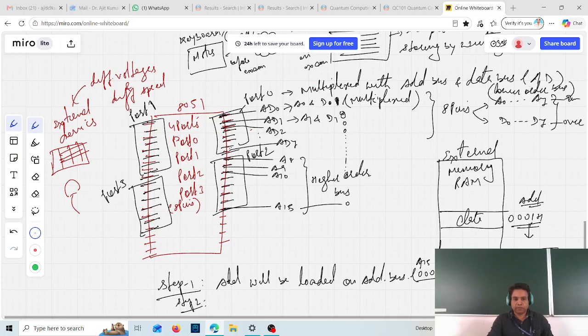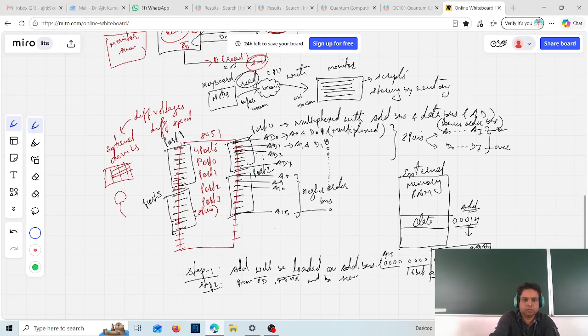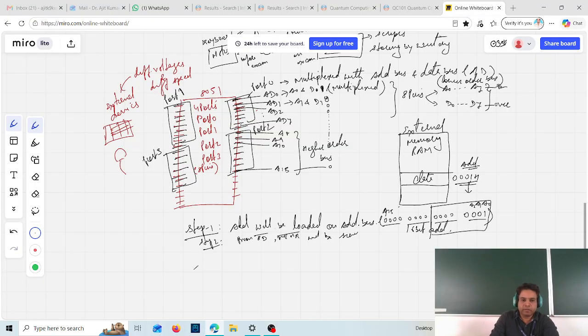In step 2, you know that from RDP, the memory read signal, MEMR, will be sent to the memory. This is fine. Now step 3 is important. In step 3, what is your data? The data from memory address 0001H will be loaded on the data bus.